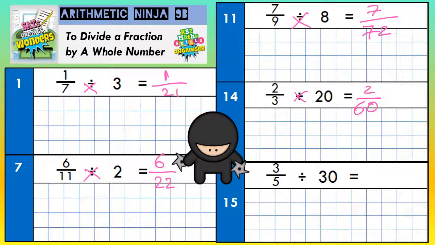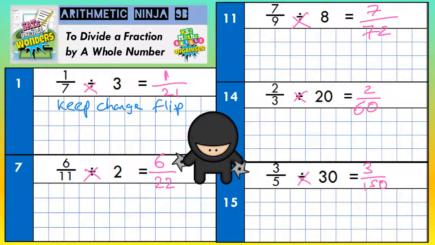Number 15, keep the top number the same, 3, and multiply the other two. 5 lots of 30, well 5 3s are 15, so 5 30s must be 10 times bigger than that, which is 150. Now we did say we would explore another way of doing this. Now there's a method which will work called keep, change, flip. Now what this means will become clear as we work through the rest of the video.